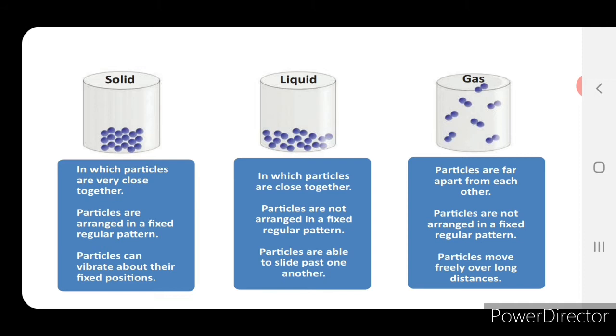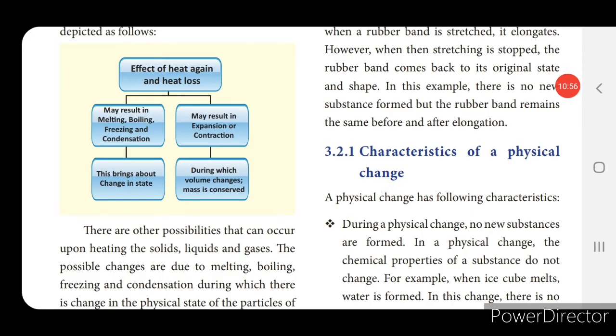So here in solids, the molecules are tightly packed and they start vibrating in a fixed position when any external temperature or pressure is applied. So here, the effect of heat gain and heat loss. This is also explained based on the melting of ice. If you take ice cubes and heat them, the ice cubes will be converted into water, that is, the liquid state, and this process we call melting.